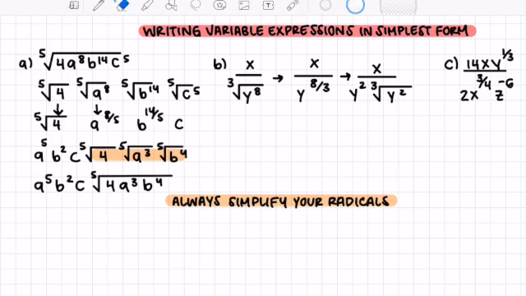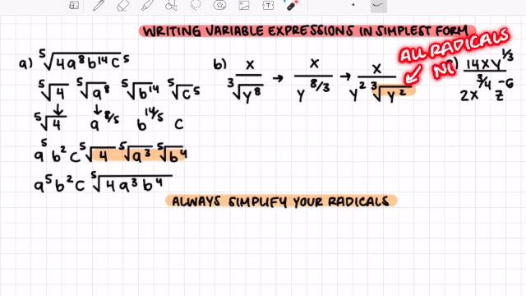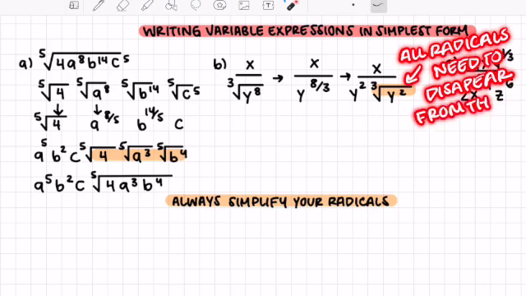And the reason behind that is, again, whenever you have a radical on the bottom, you always have to get rid of it to fully simplify your answer. So you can never have a radical on the bottom of your fraction. All radicals need to disappear from the bottom, no matter what.